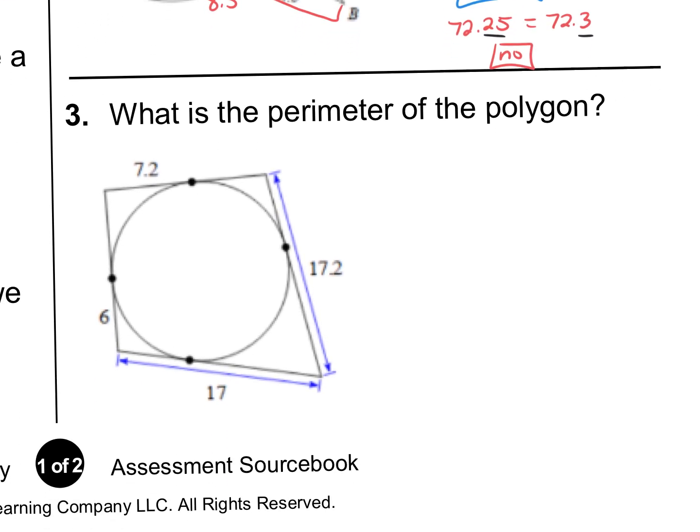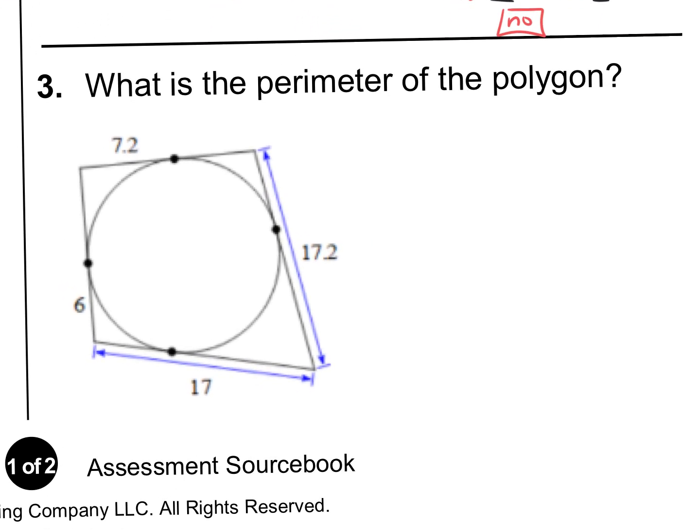Number 3, still working with tangent lines. Wants to know the perimeter of the polygon. What do they mean by polygon? Like the kite. All right. Are we talking about the circle? No, we're talking about the shape on the outside. What is that shape made out of? Tangent lines, okay?